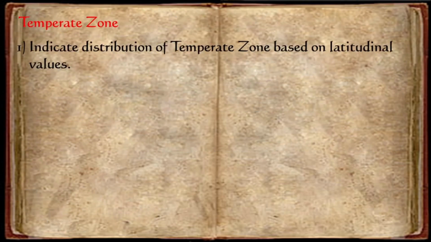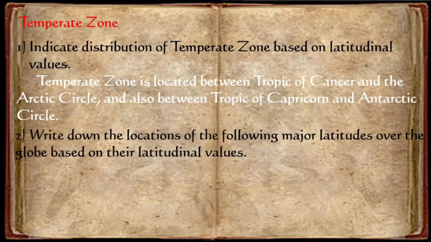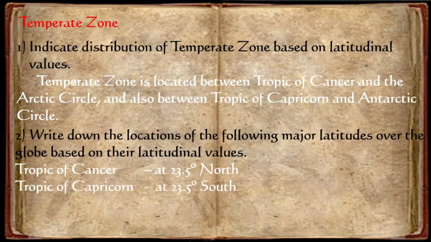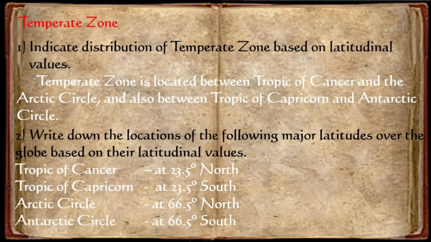Temperate zone. Indicate distribution of temperate zone based on latitudinal values. Temperate zone is located between Tropic of Cancer and the Arctic Circle, and also between Tropic of Capricorn and Antarctic Circle. Write down the locations of the following major latitudes over the globe based on their latitudinal values. Tropic of Cancer at 23½ degrees north. Tropic of Capricorn at 23½ degrees south. Arctic Circle at 66½ degrees north. Antarctic Circle at 66½ degrees south.